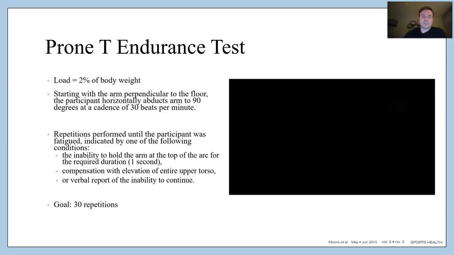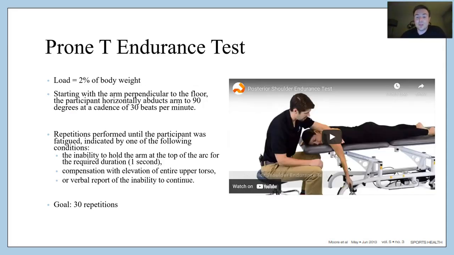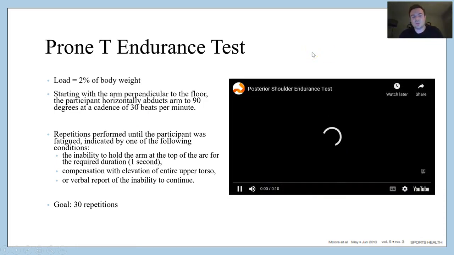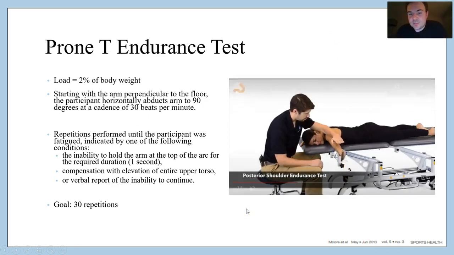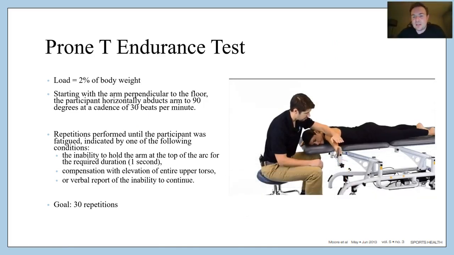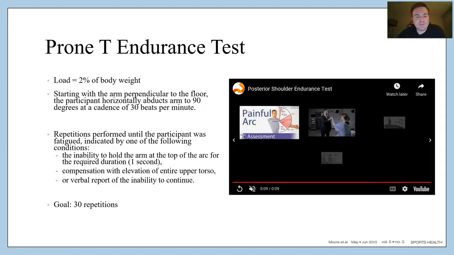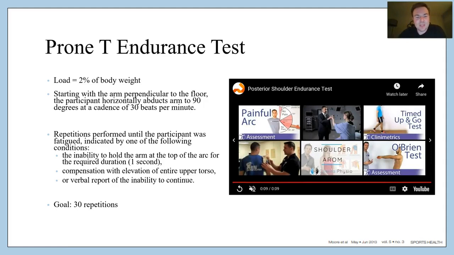There's also something called the Prone T endurance test. And so this is a test where we have the individual lay prone on the table with their arm off the edge of the table. Watch this quick video. They're going to be holding a weight that's 2% of their body weight. And all they do is they lift up to a level that's at the height of their midline of their body. They need to hold for about half a second to a second at the top. And their goal is to get 30 repetitions. And that's one of our return to sport testing conditions there.